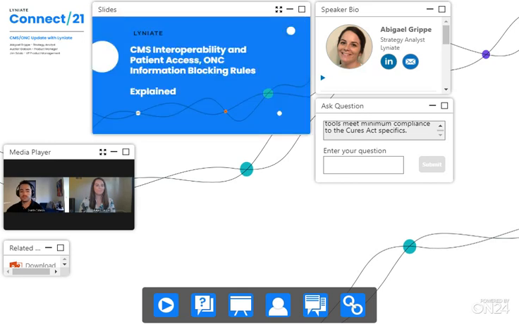Great. So we have CMS interoperability, patient access, ONC, information blocking rules explained. And I promise that will be the last time I say the entire title of this session. It is a lot of words.